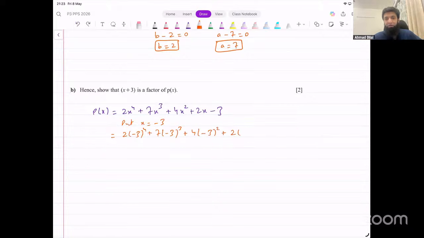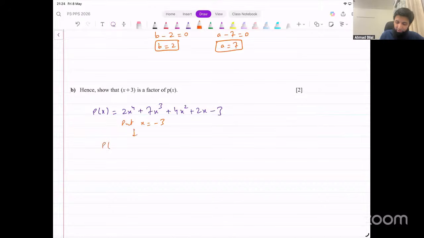A lot of very good students as well, what they end up doing in the exam is they would do something like this. Put x equal to negative 3 and then they say it turns out to be 0. That is not acceptable. They deduct marks for this. Make sure that you don't do it like this. You have to input values, otherwise you'll not get full marks.